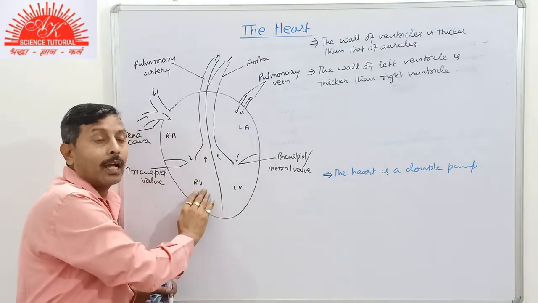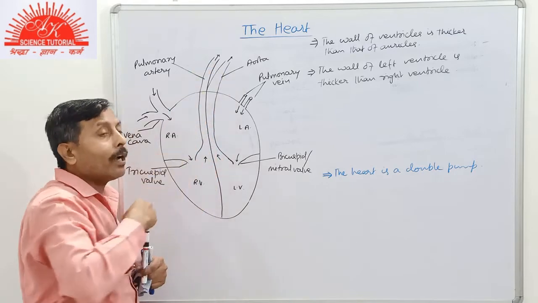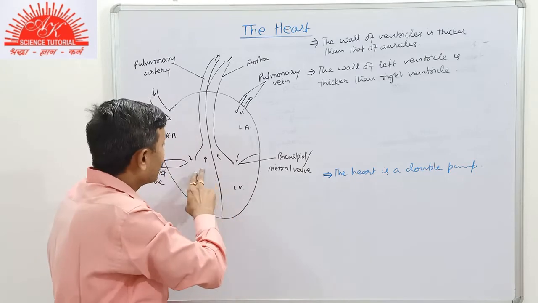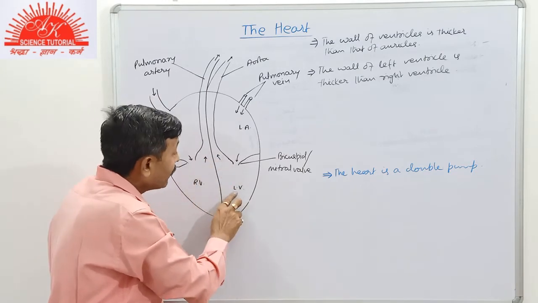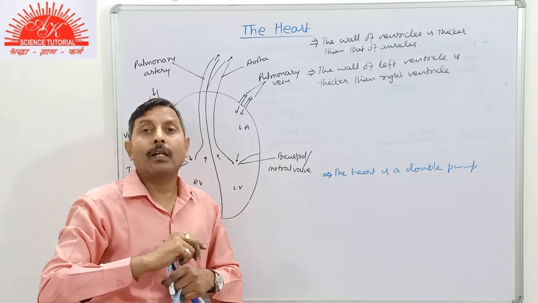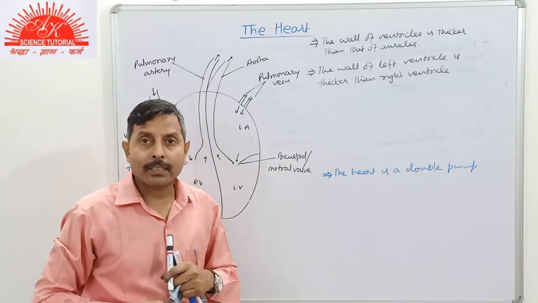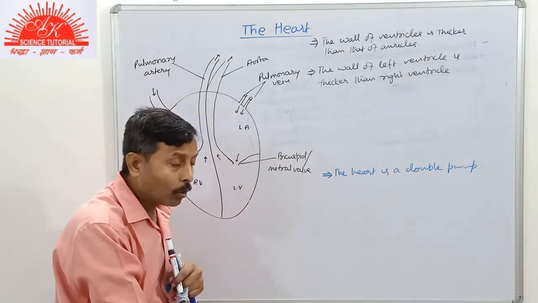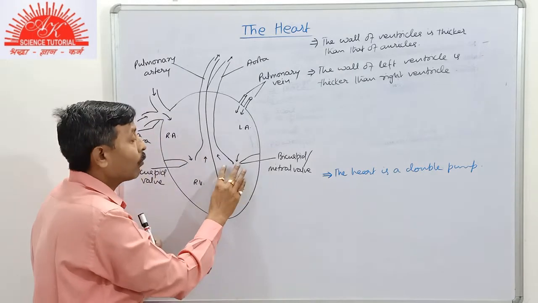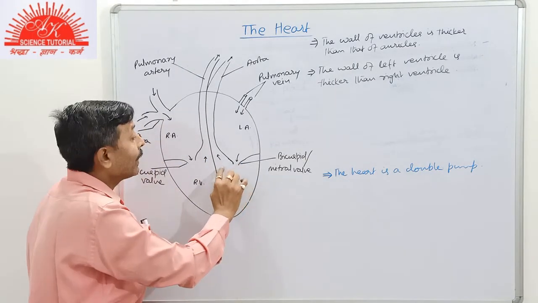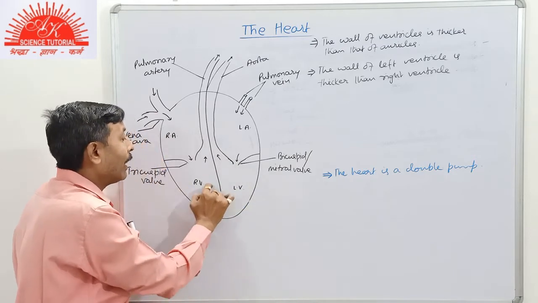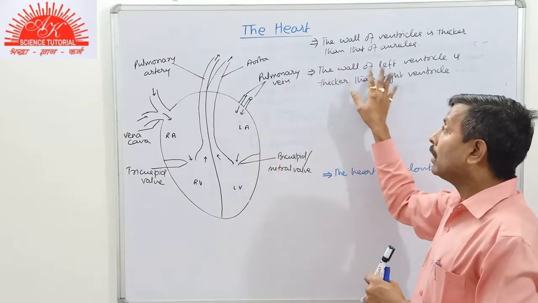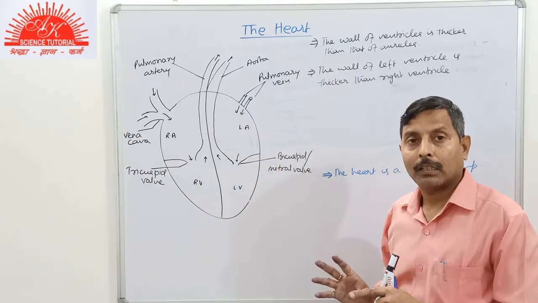The right ventricle has to pump the blood only up to the lungs, that is over a short distance, so it requires less force. The left ventricle has to pump the blood throughout the body over a longer distance, that is up to the head and up to the toe. Hence the left ventricle requires greater force and hence it has a thicker wall than the right ventricle. Clear, student? So this was about the chambers of the heart.